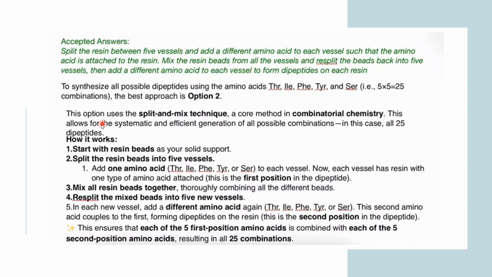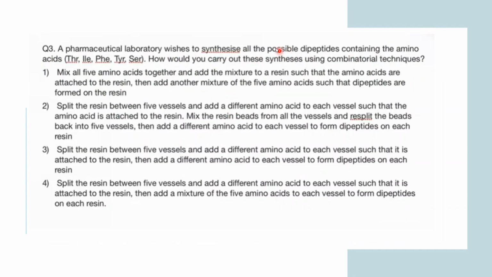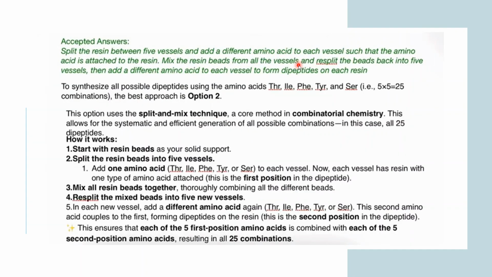So this option uses the split and mix technique. If you want to synthesize all the possible dipeptides in the lab, you need to have a split and mix technique. This is a core method in combinatorial chemistry. So how does this work? Basically, this allows for the systematic and efficient generation of all possible combinations, in this case all 25 dipeptides. So how does it work?